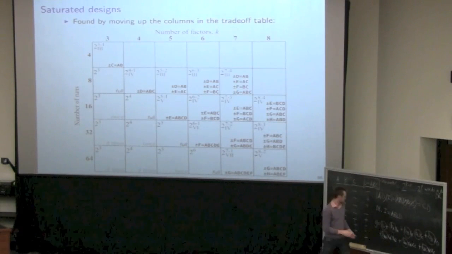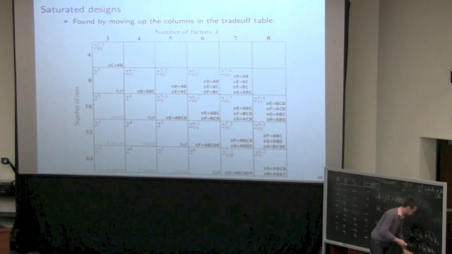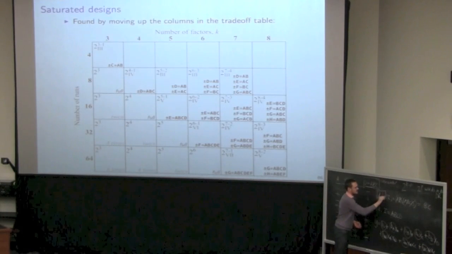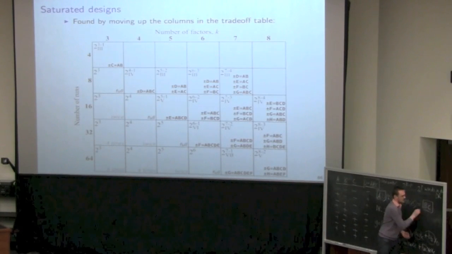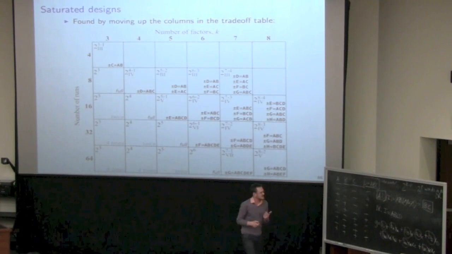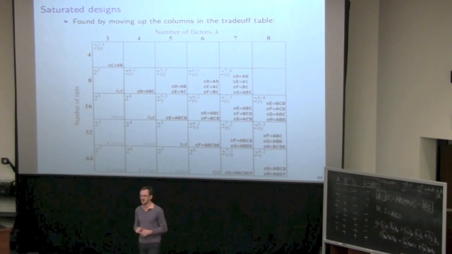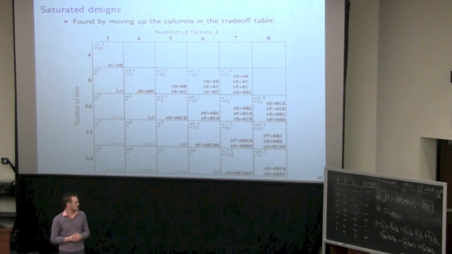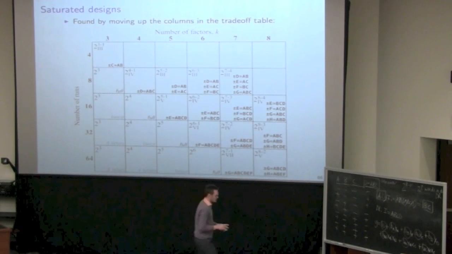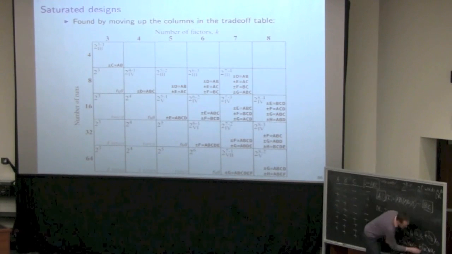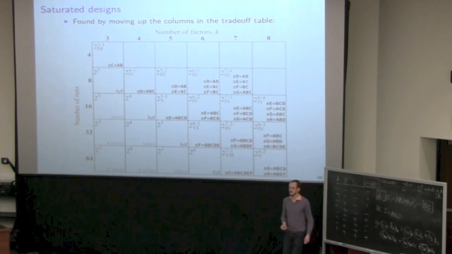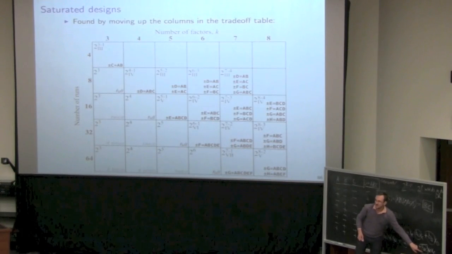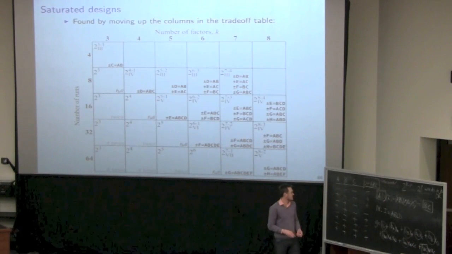So BC is remaining. So estimating AD and BC, AD and BC are aliases of each other, is what we said last time. Estimating AD and BC, they're going to be wrapped up in the same coefficient. There's my BC coefficient down there already. So this BC coefficient down here is already, in fact, not a pure estimate of BC. It's an estimate of BC plus AD.